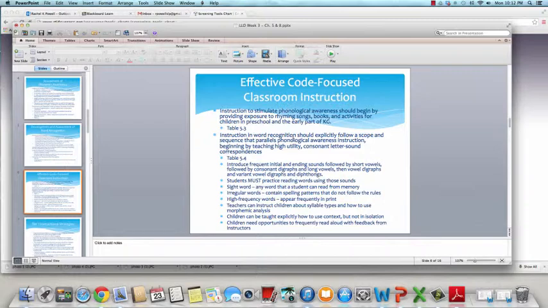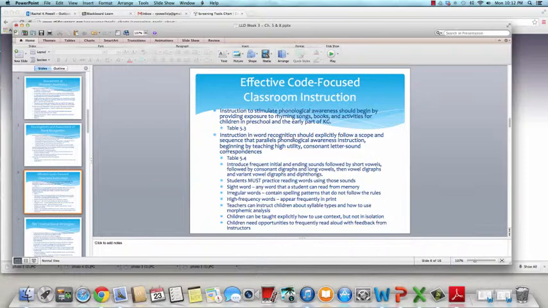But the examples I use in table 5.3 do follow a progression. So your progression is essentially rhyming, then sentence segmentation level, then you break it down to syllable segmentation level, and then word segmentation level. And then from the word segmentation level, phoneme segmentation, you can do identification and deletion and manipulation. Manipulation being the hardest skill, phoneme manipulation. So you can see where the activities they're suggesting are following that progression.